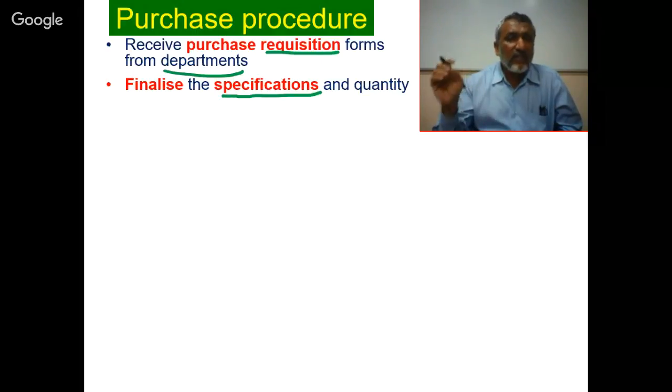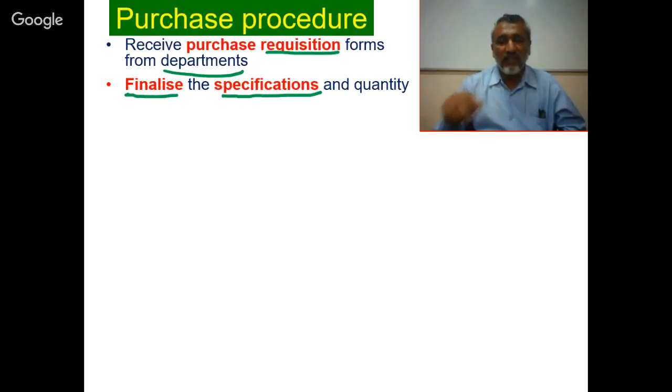The specifications are to be clear with respect to the product when you have to buy the product. So any material has to be properly specified before it is purchased. That is the next step, that is, finalize the exact specification for a product.